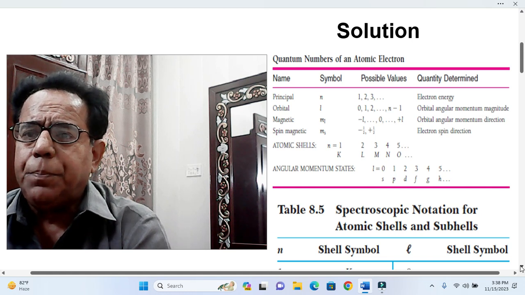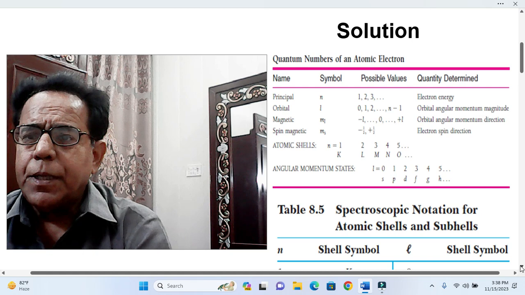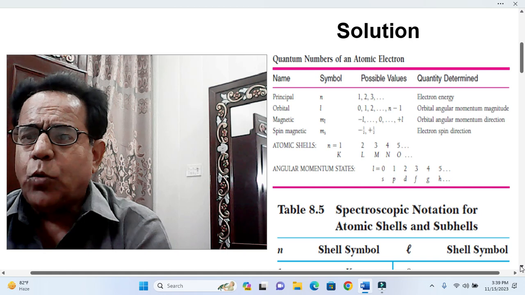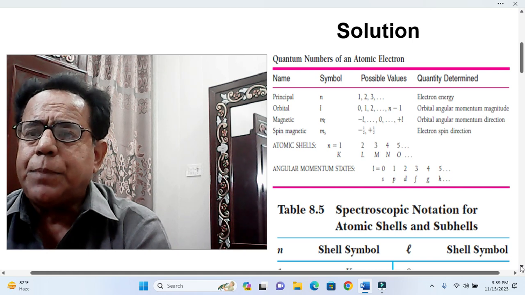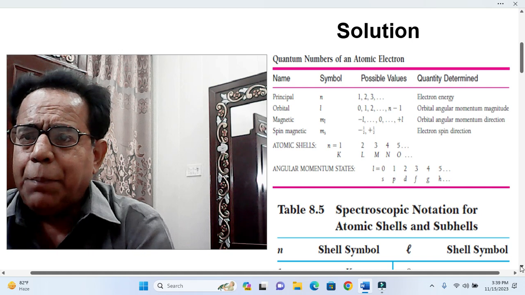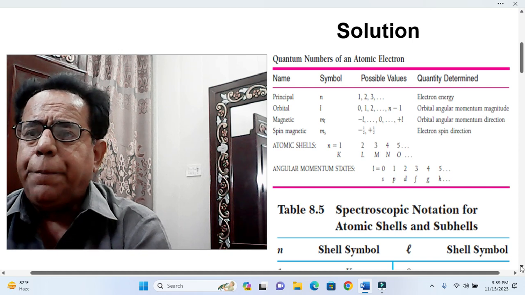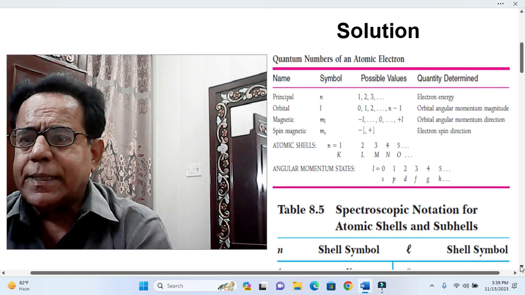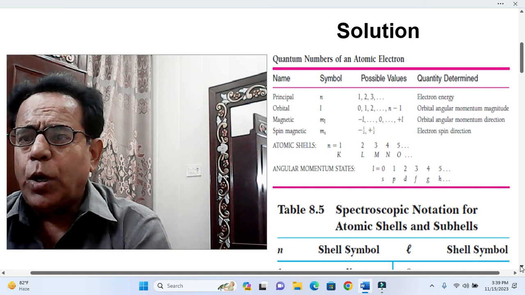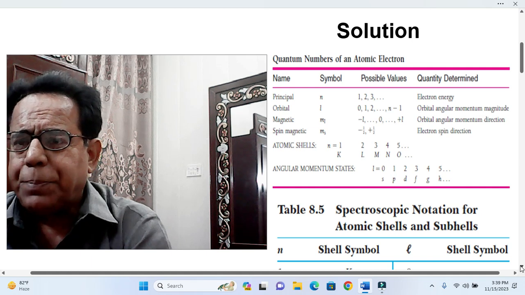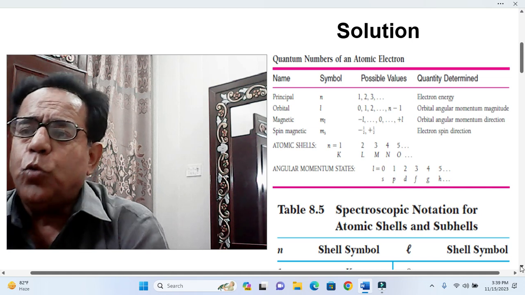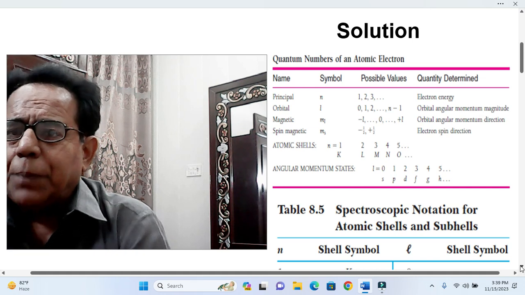Name: principal quantum number n, orbital quantum number l, magnetic quantum number ml, where l is written as a subscript of m, and spin magnetic quantum number ms, where s is written as a subscript of m. Then atomic shells, n equal to 1, 2, 3, 4, 5, and below n equal to 1 is capital K, then below 2 capital L, then below 3 capital M, below 4 capital N, below 5 capital O, and so on.